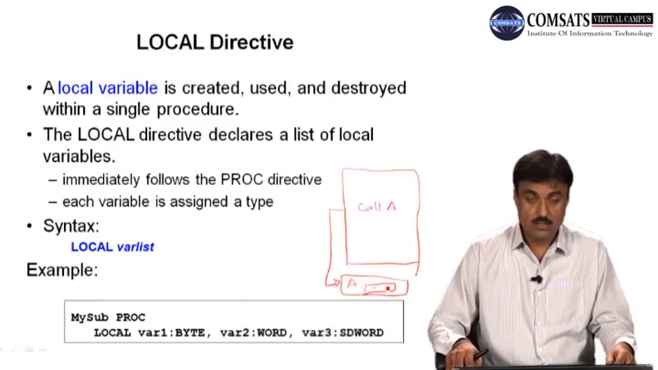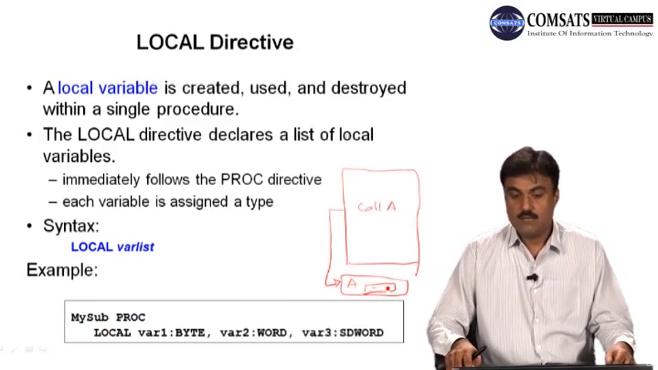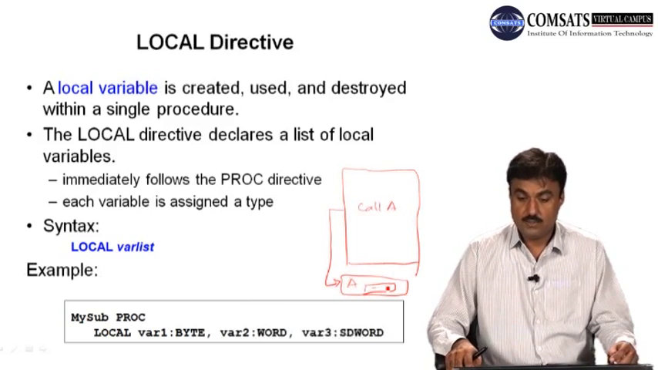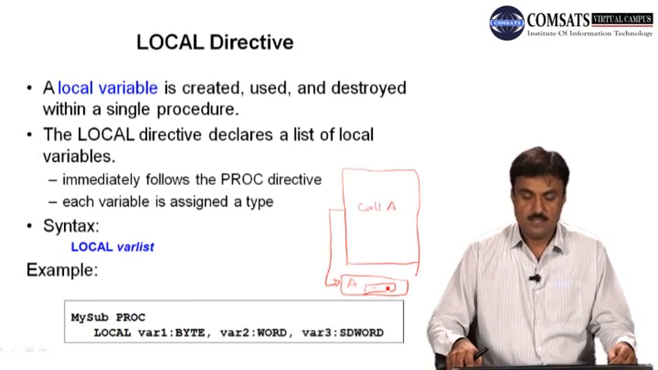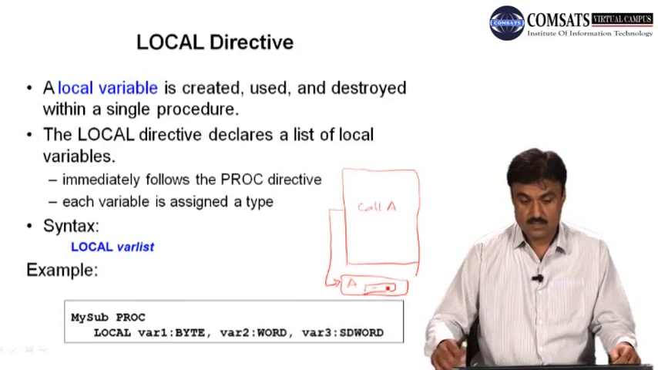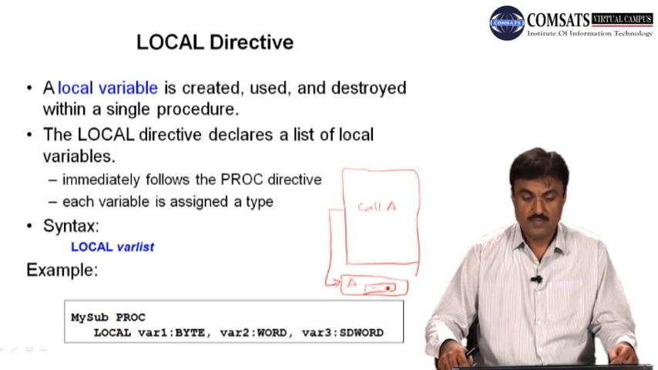So by using this local directive we can declare new local variables that will be used inside the procedure, and they will be deleted or removed when we exit from the procedure. So this local directive immediately follows the procedure directive. You can see the example here. We will discuss the example, and each variable is assigned a type.